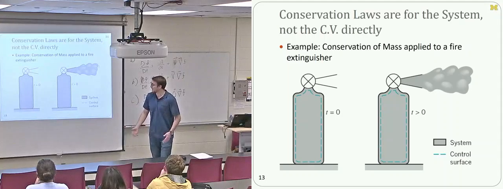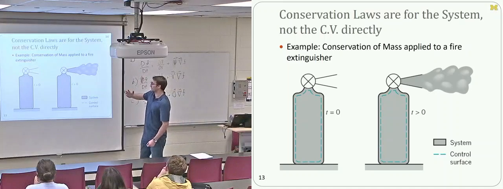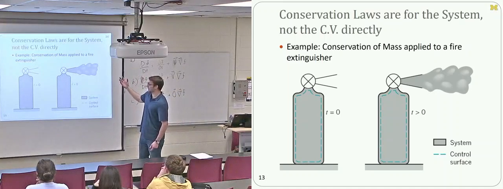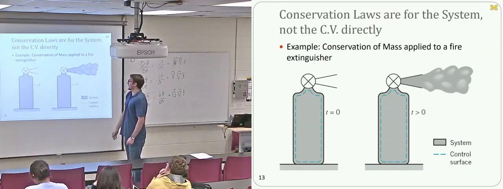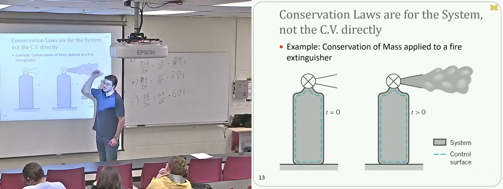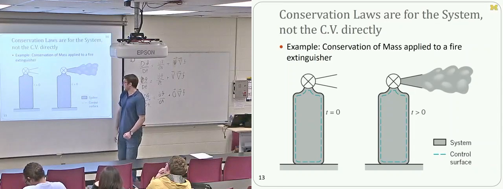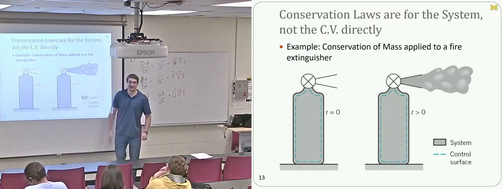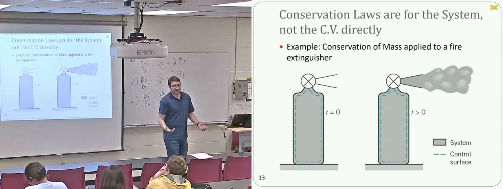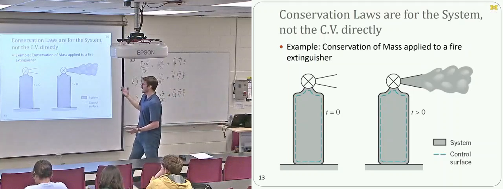So at time 0, before you open the valve, the control volume and the system are coincident. They're the same thing. However, once you open the valve and start letting all the gas out, or all the foam or firefighting agent out of the tank, some of the system has left the control volume, so they no longer contain the same matter. However, if you kept track of this whole cloud, along with everything left in the tank, you'd see that the mass didn't change. You haven't gone Einstein on it and destroyed matter or created matter.